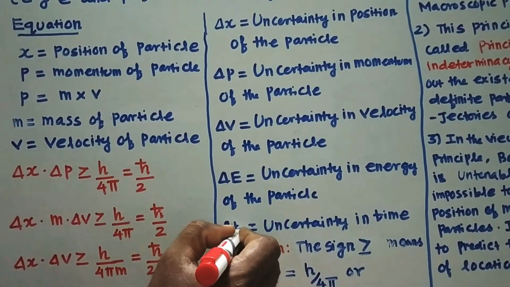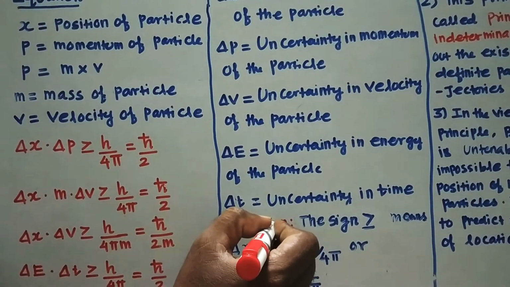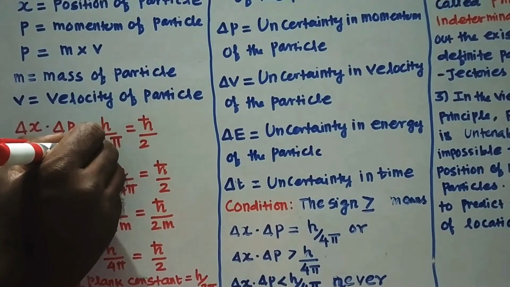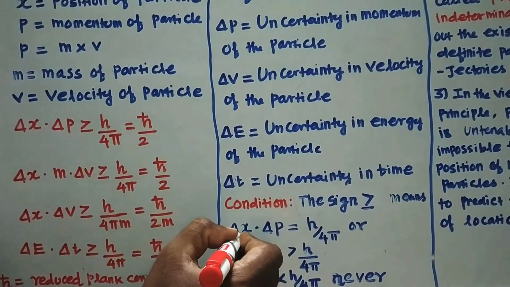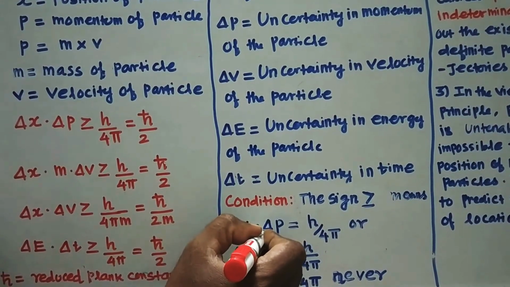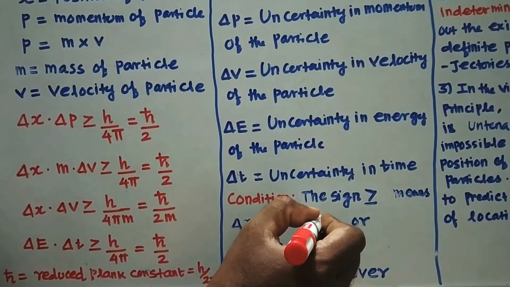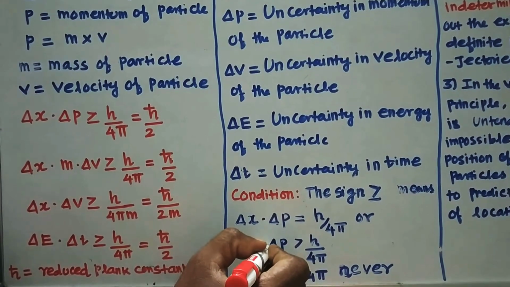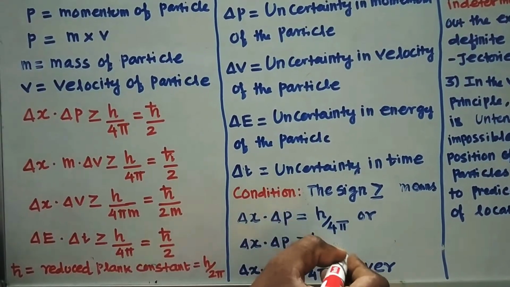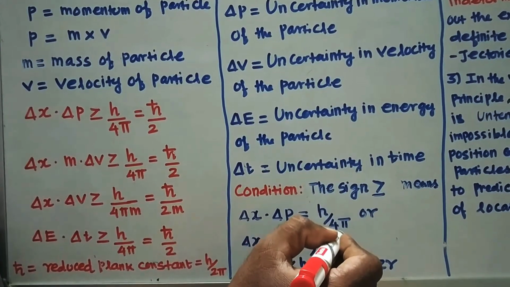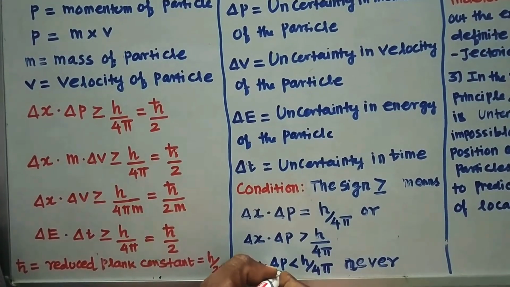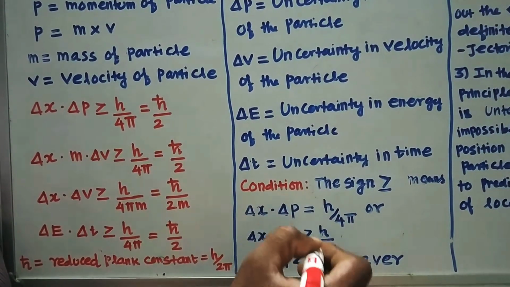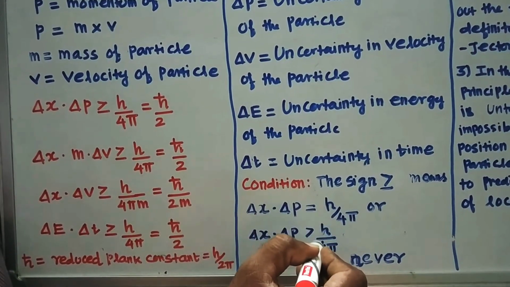Okay, now we are going to see the condition. What are the conditions? In these equations, we are going to use the symbol greater than or equal to. It means the product of delta x into delta p is equal to the value of h by 4π, or the product of delta x into delta p is greater than the value of h by 4π, but the product of delta x into delta p is never less than h by 4π. That is an important condition in the Heisenberg uncertainty principle.